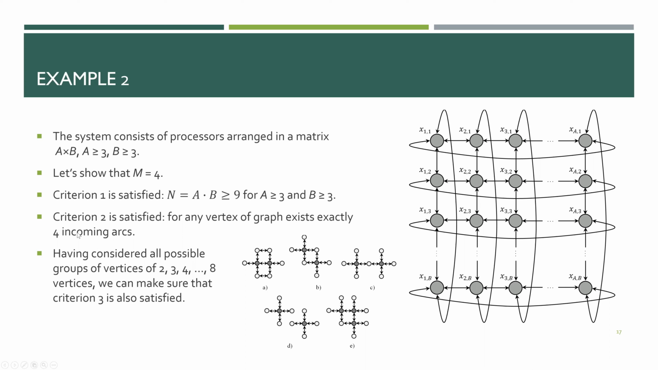Criterion 2 is also satisfied because for any vertex of the graph there exist exactly 4 incoming arcs, as we can see in the picture. Next, having considered all possible groups of 2, 3, 4, and up to 8 vertices, we can make sure that criterion 3 is also satisfied. But on the slide, only some possible groups are depicted to simplify. However, we should enumerate maybe more possible combinations. So the value of m is really equal to 4.